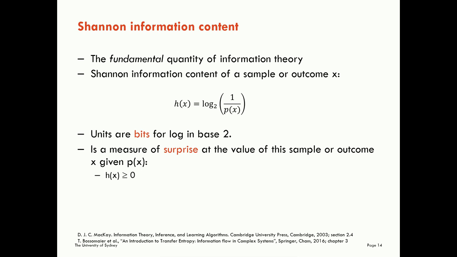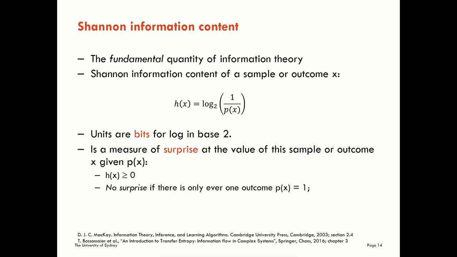Our surprise is always greater than or equal to 0. We can't be negatively surprised. We can have 0 surprise. If we get the same value all the time, we have no surprise when we see it. And we can actually be surprised if it's something we're not sure if we're going to see or not.